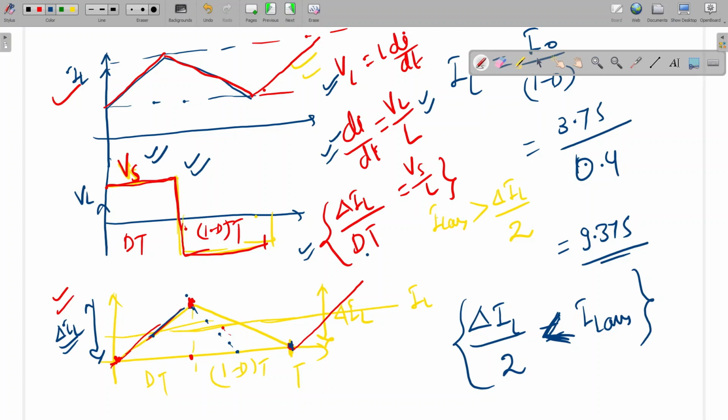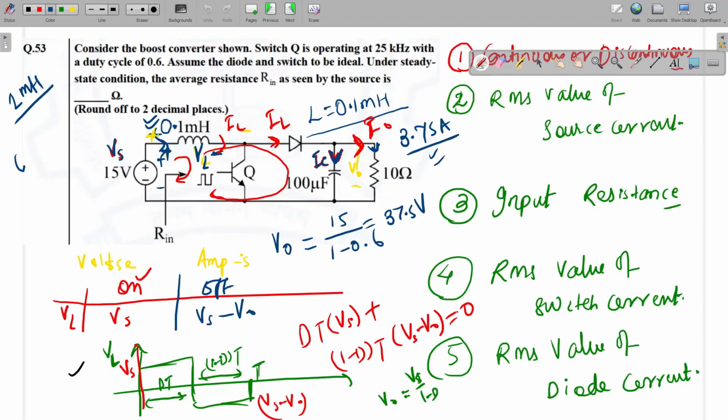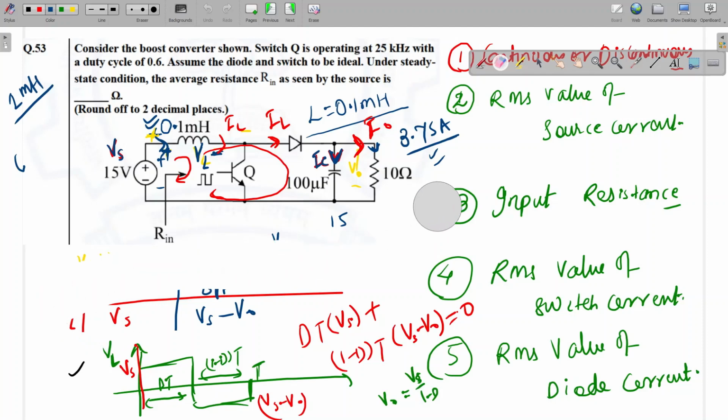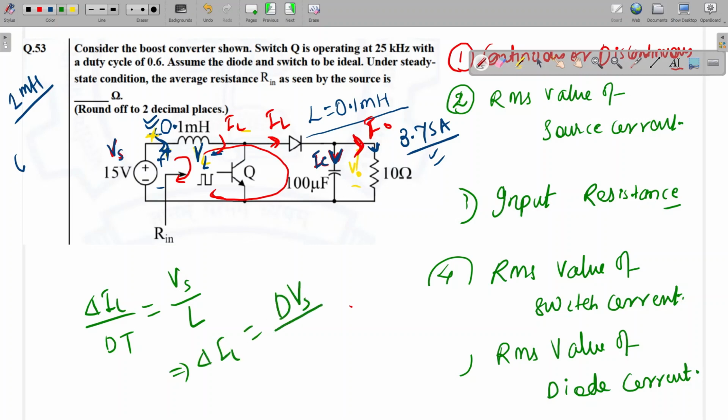Is it clear? From here we can calculate delta IL. For this question, I am going to calculate delta IL. What will be the value of delta IL? Can anyone calculate from this data? Delta IL divided by dt is equal to Vs by L. So delta IL is equal to dVs by LF.